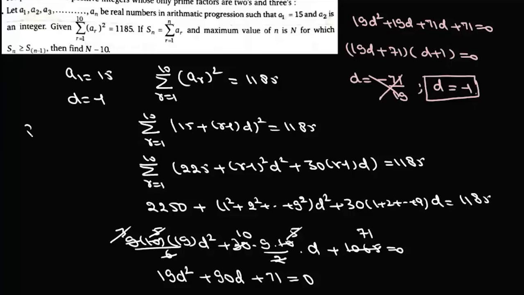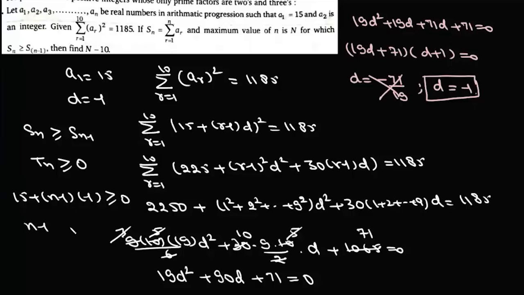We need to find the condition that Sn is greater than or equal to S(n − 1). Now Sn is t1 plus t2 up to tn, and this is t1 plus t2 up to t(n − 1). That means this tn should be greater than or equal to 0. So we need to find the maximum value of n for which tn is greater than or equal to 0. Now tn is 15 plus (n − 1) into d. It is greater than or equal to 0, or n − 1 is less than or equal to 15, or n is less than or equal to 16. So the greatest value of n is 16, and n minus 10 is nothing but 6.